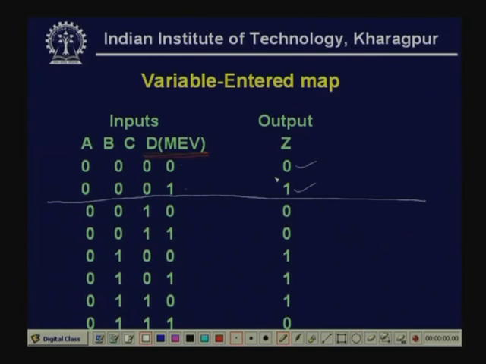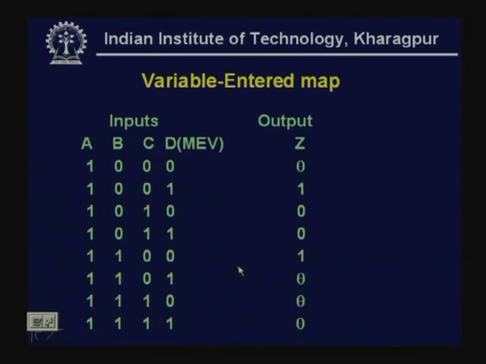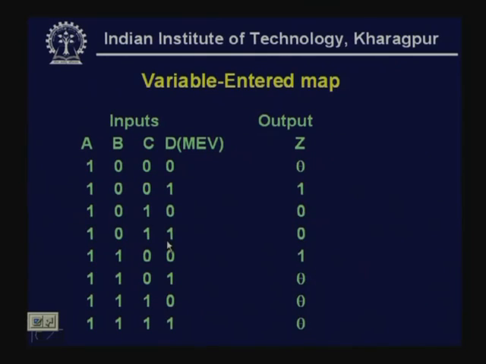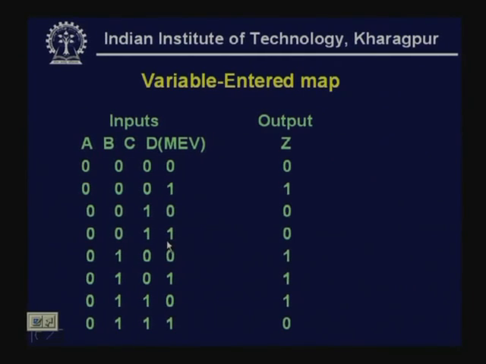Then how can I represent this? See, ABC 0 0 0 means A dash, B dash, C dash, this is my term 0 0 0, and if D is 0, output Z is 0, if D is 1, Z is 1, that means my output is nothing but D. So for this term A dash, B dash, C dash, the output is D. So actually this is my four variable function.